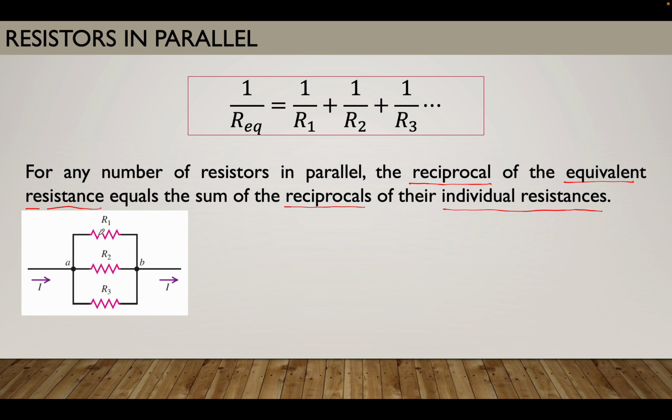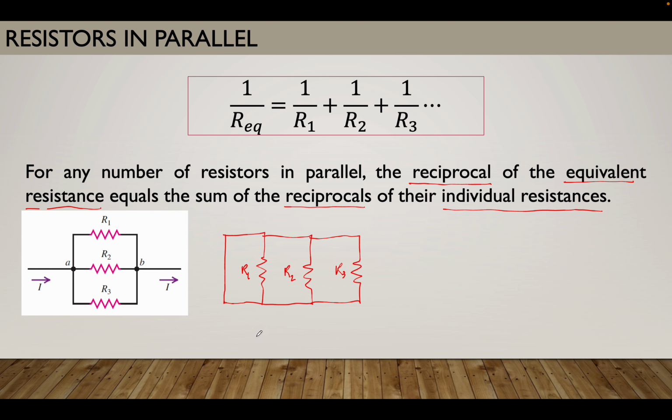Okay, so as you can see here in the figure, we have three resistors that are in parallel. This is what parallel resistors look like. And we can also redraw the resistors in parallel like this. So let's say this is our R1, this is R2, and this is R3.